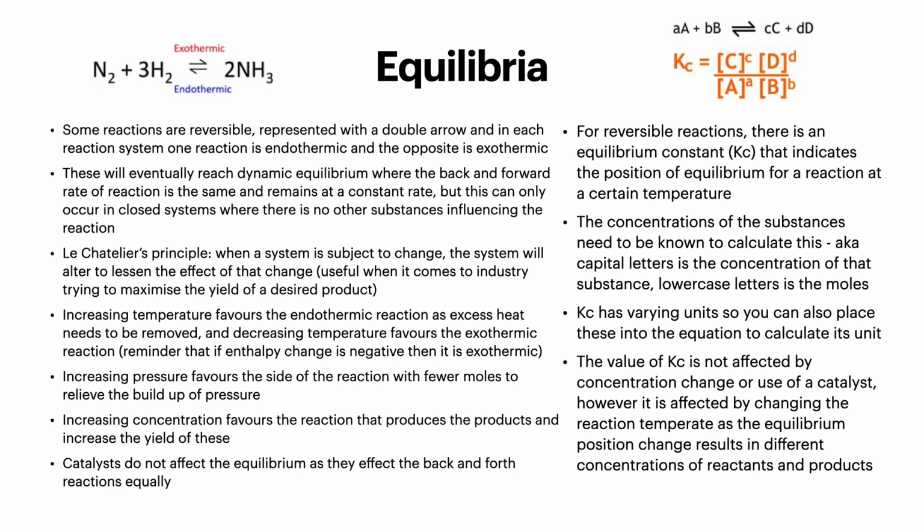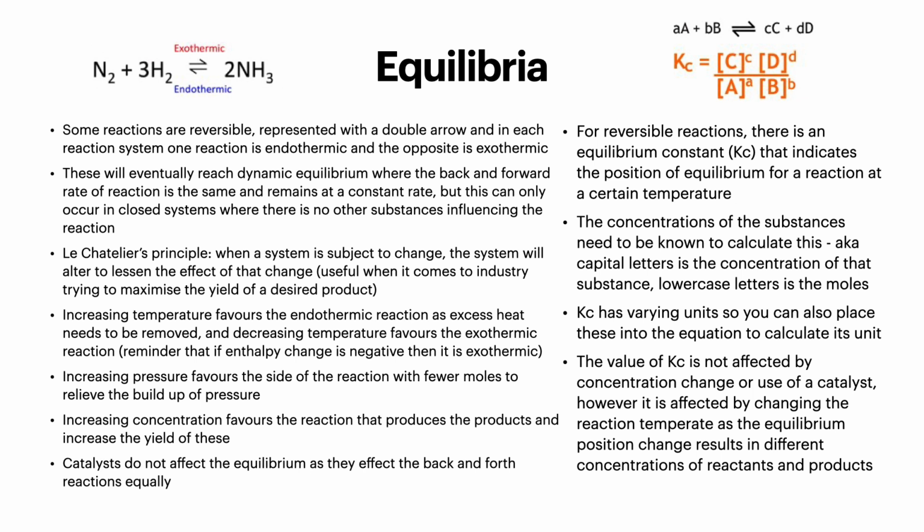For reversible reactions, there is an equilibrium constant, Kc, that indicates the position of equilibrium for a reaction at a certain temperature. The concentrations of the substances need to be known to calculate this. So basically, the capital letters is the concentration of that substance, and the lowercase is the moles. So that's talking about the equation at the top. Where it's capital, that's actually the concentration, and the lowercase is the moles, squaring it. Well, not squaring it, but you know what I mean, to the power.